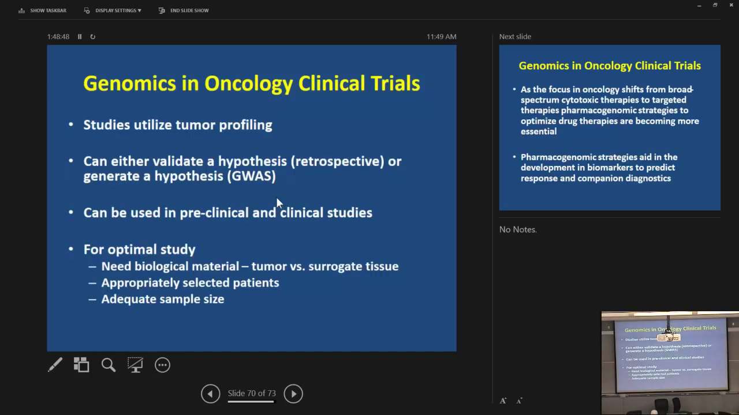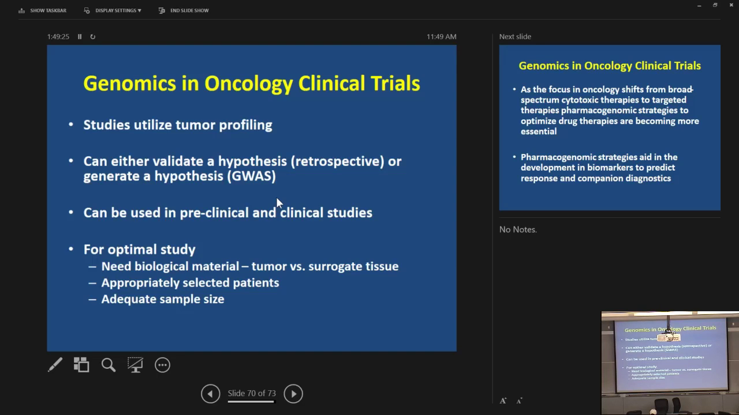Okay. All right, so where does this all fall out in oncology studies? Almost all of our studies now will have some kind of tumor profiling. There's hardly any studies that we do anymore that don't incorporate this as part of the study design. You can come about it prospectively in a GWAS aspect, or you can do it retrospectively. KRAS came about from a retrospective review of a bunch of patients, and then the EGFRs came out of a prospective review.